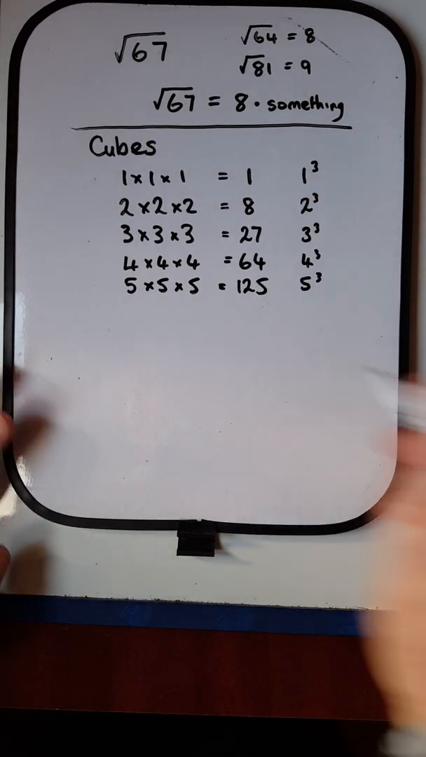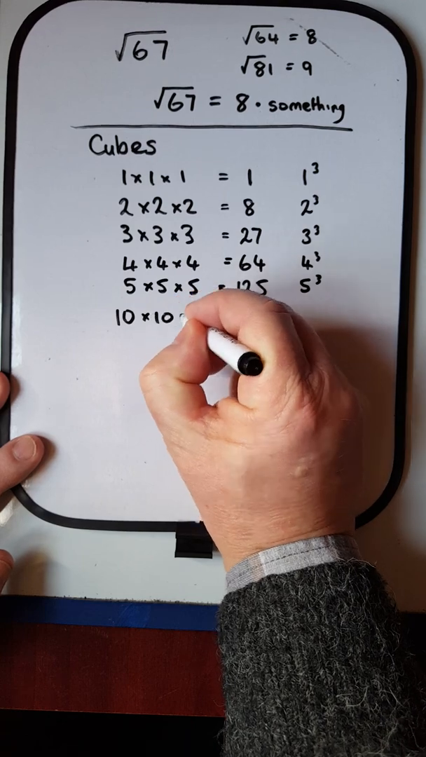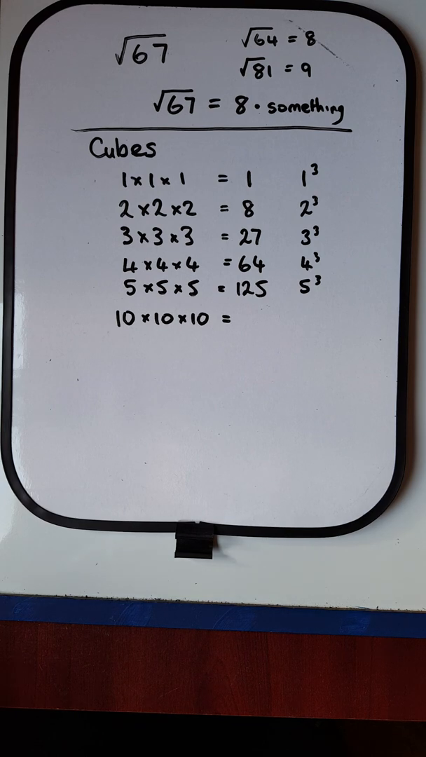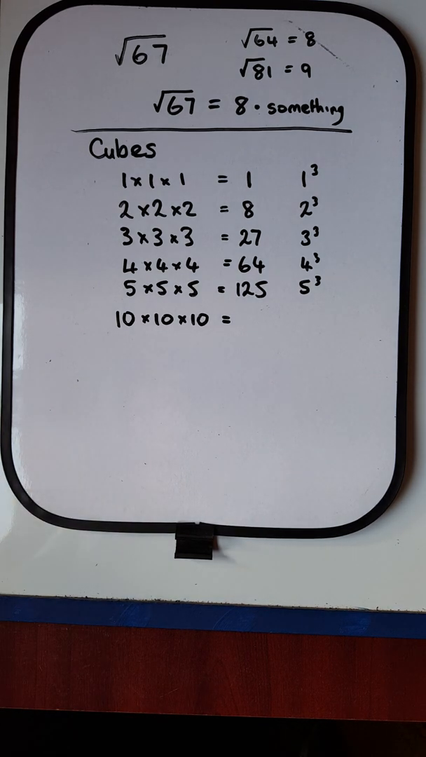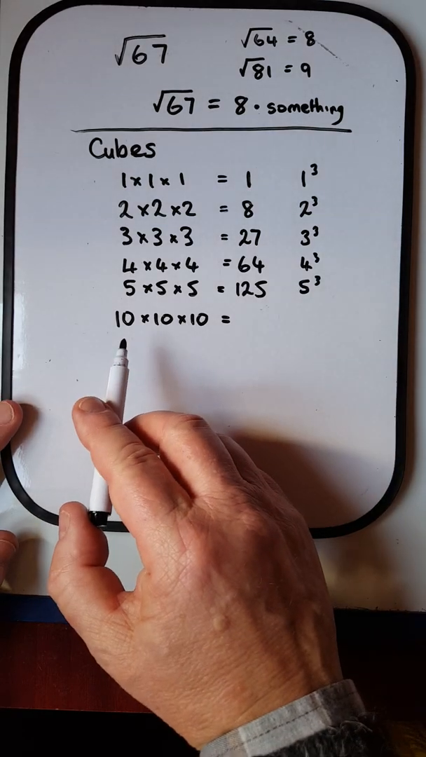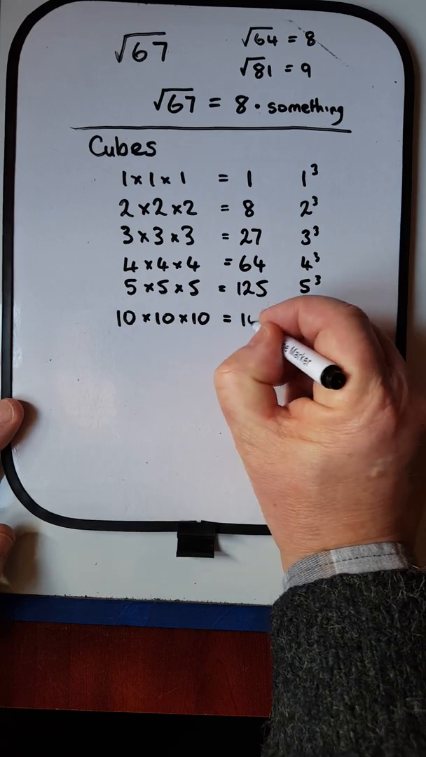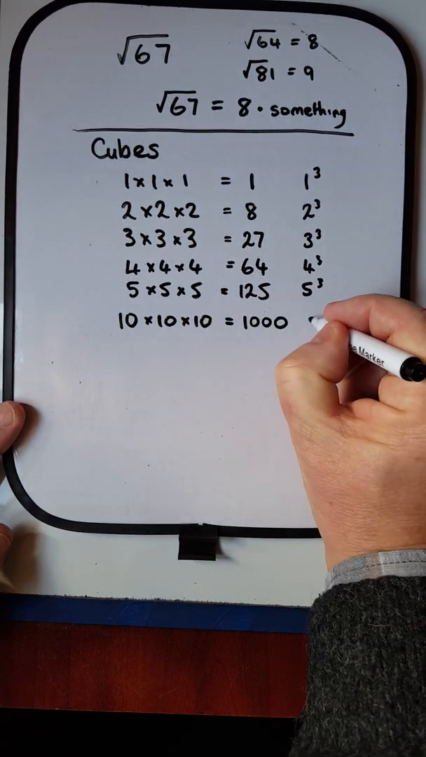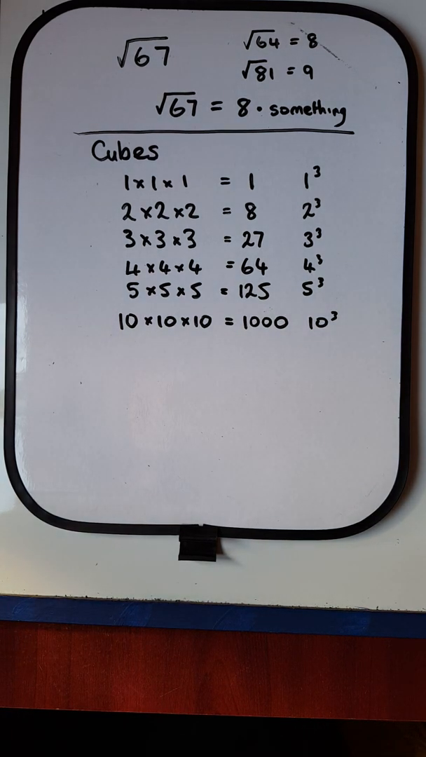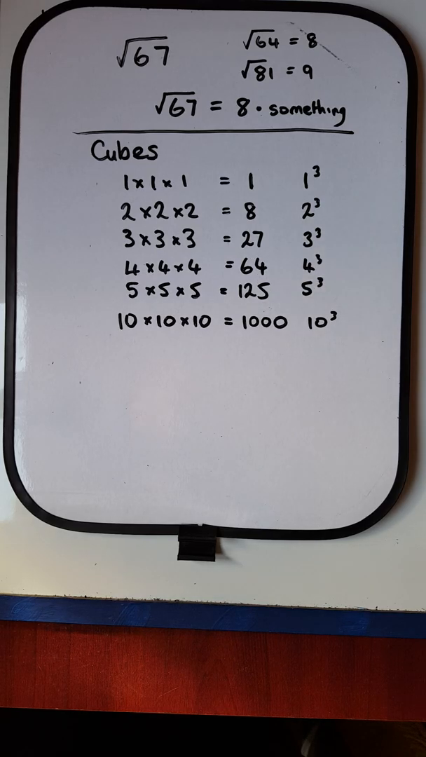We don't need to know the ones between 5 and 10 off by heart. We can use a calculator to work them out, and we need to understand what we're doing. So if they ask you 8 cubed, you would do 8 times 8 times 8. But you don't need to know it in your brain. You do need to know 10 cubed. 10 tens are 100. 10 of those are 1,000. So 10 cubed is 1,000. Okay, they're the ones you need to know. 1, 2, 3, 4, 5, 10.